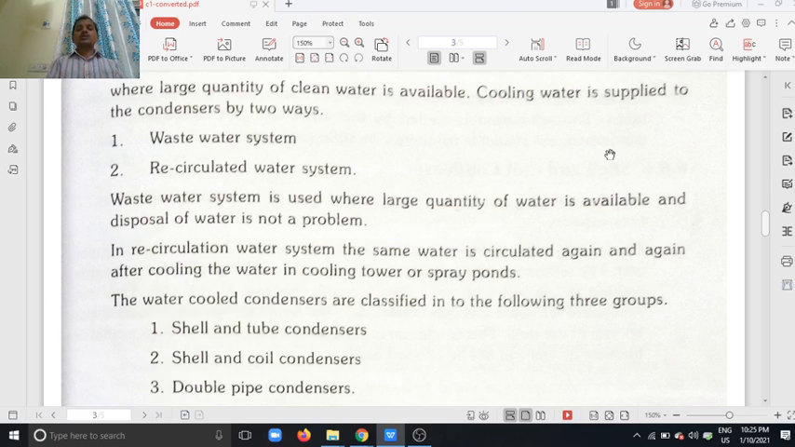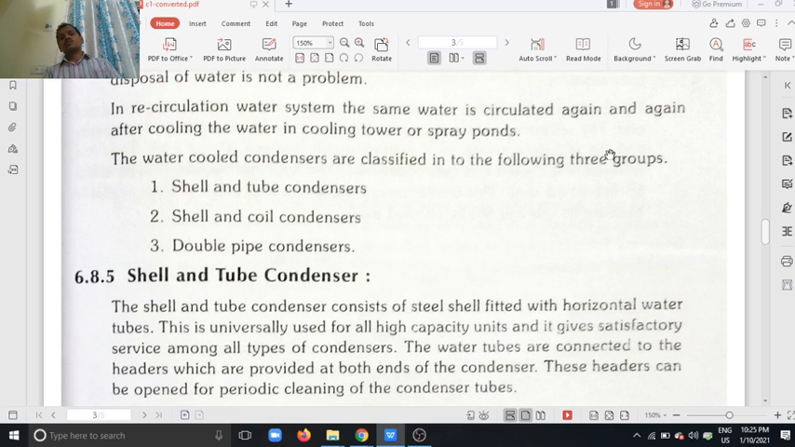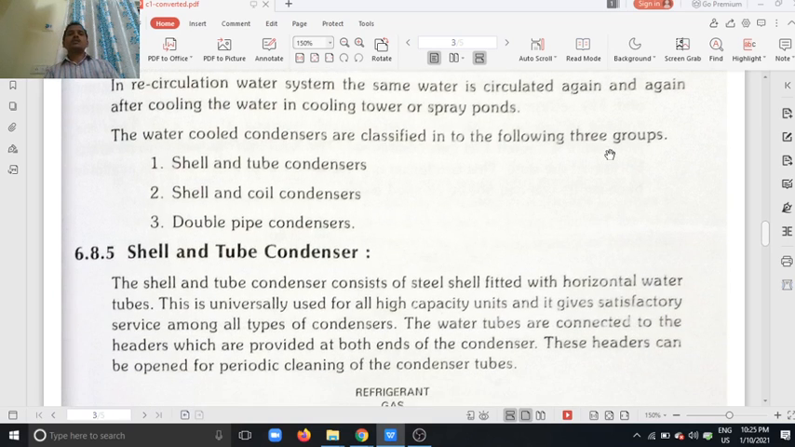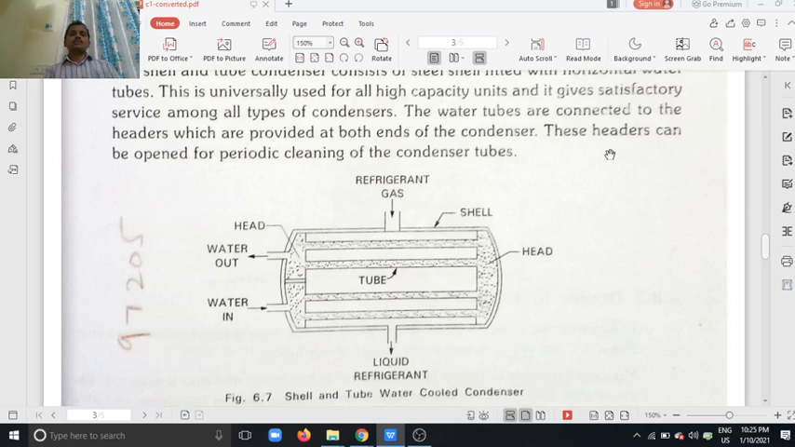In recirculation, the water is circulated again and again. After cooling in a cooling tower or spray ponds, the water used in the condenser is recirculated. So that is the recirculated system. These condensers are again of three types: shell and tube condenser, shell and coil condenser, and double pipe condenser.